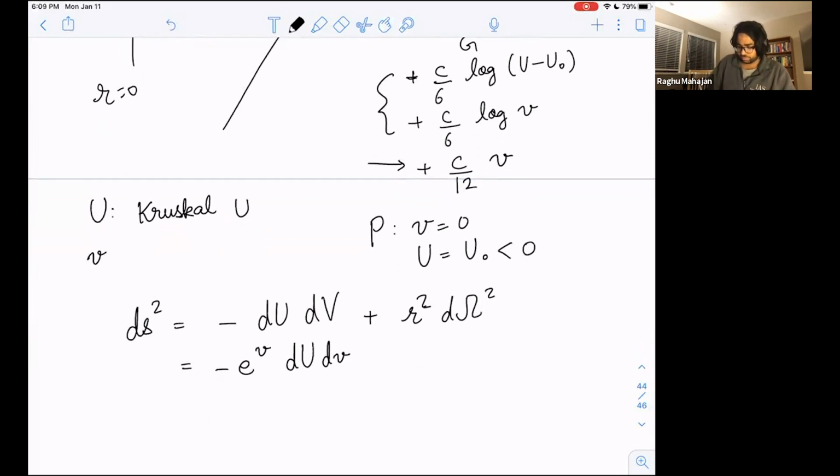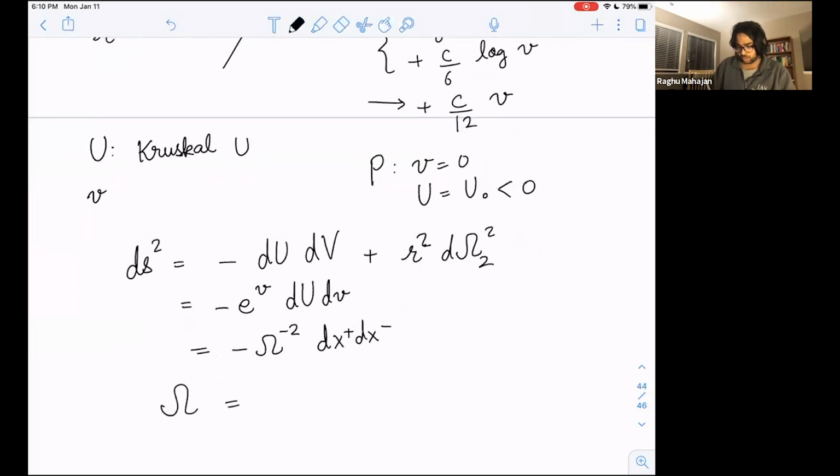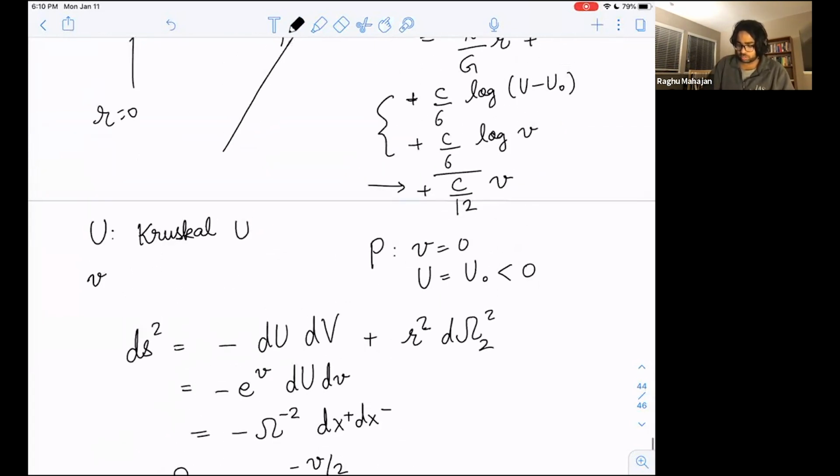Okay, so you see here, if we compare this to, so this is not that omega, this is just a 2-sphere. So if we compare to the form we have been writing, we have been writing the metrics as minus omega to the minus 2, dx plus dx minus. This is basically of this form with omega equals e to the negative v over 2. So log omega is negative v over 2. And then we are supposed to multiply it by negative c over 6. So we get cv over 12, which is this term here. So we've explained this term.